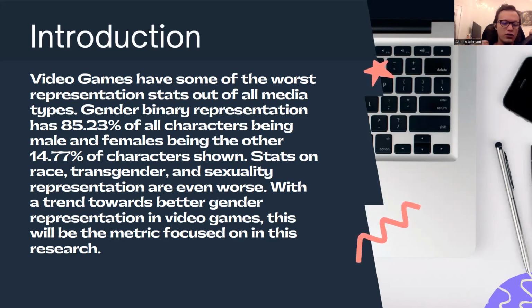Stats on race, transgender identity, and sexual representation are even worse than gender representation, with a trend towards better gender representation in video games. This will be the metric focused on in this research. With this first statistic here, we can see that it is a gender binary representation. There is no third option included, just the two categories. So this is already only looking at two categories out of many categories.